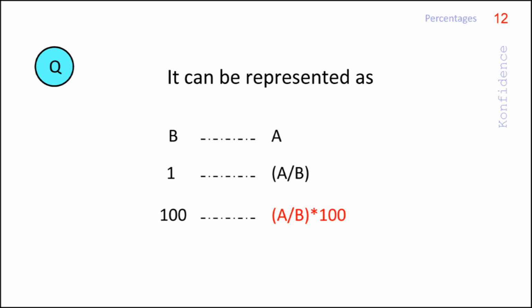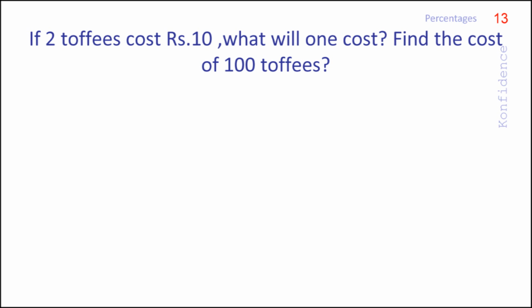This, as we have done in smaller classes, can be explained as B corresponds to A. Therefore, 1 will correspond to A by B and 100 will correspond to A by B into 100. This is similar to the example that if 2 toffees cost rupees 10, what will 1 toffee cost? Find out the cost of 100 toffees. The same principle is used here.